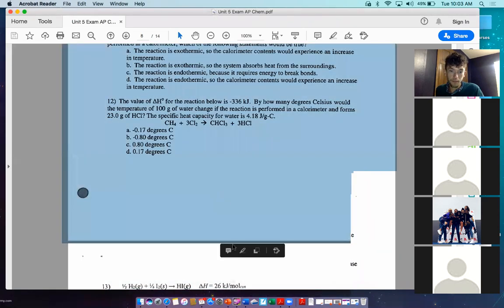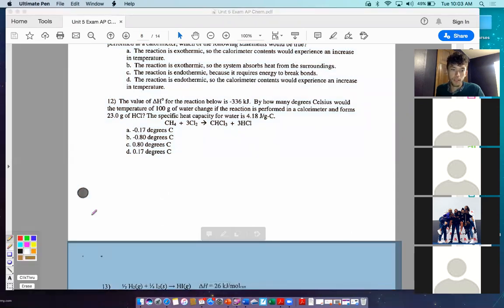Oh, and this was the one that we had a typo on. So this should say joules. So this reaction is performed in a calorimeter, and I formed 23 grams of HCl. So first thing I need to notice is that this amount of energy, the delta H being negative 336 joules for this process, that is tied to me forming 3 moles of HCl. But I am forming 23 grams of HCl.